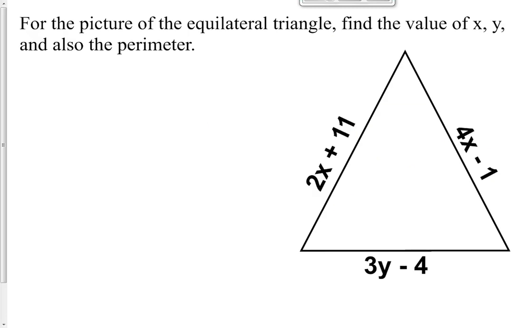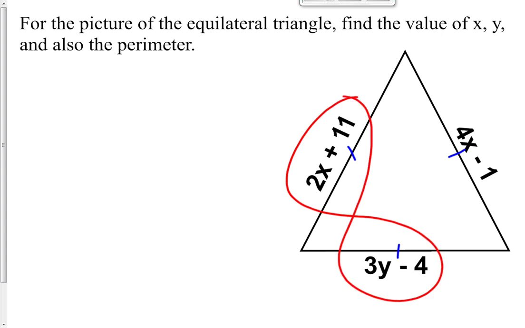Next one, again, it's a picture of an equilateral triangle. This time it says find the value of x, y, and also the perimeter. So again, all 3 sides are equal to each other. So this one is equal to this one is equal to this one. However, this one's different than the last one in that I cannot set these two equal to each other and solve for x or solve for y, because there's 2 different variables there.